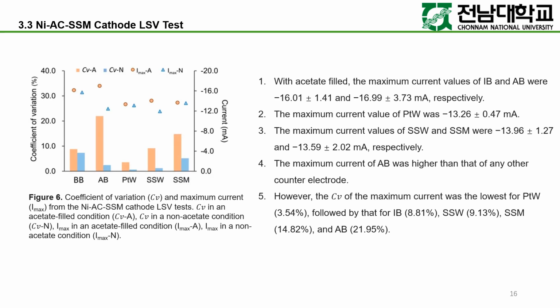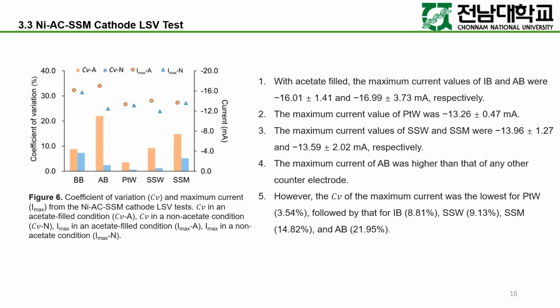With acetate filled, the maximum current values of IB and AB were -16.01 ± 1.41 and -16.99 ± 3.73 mA, respectively. The maximum current value of point W was -13.26 ± 0.47 mA. The maximum current values of SSW and SSM were -13.96 ± 1.27 and -13.59 ± 2.02 mA, respectively. The maximum current of AB was higher than that of any other counter-electrode.